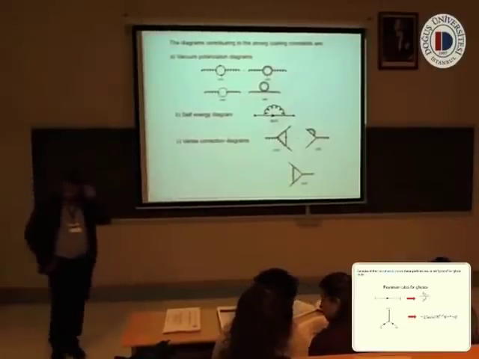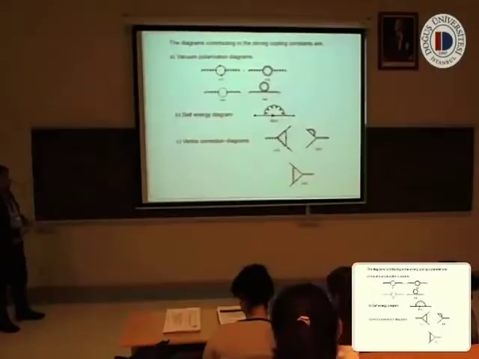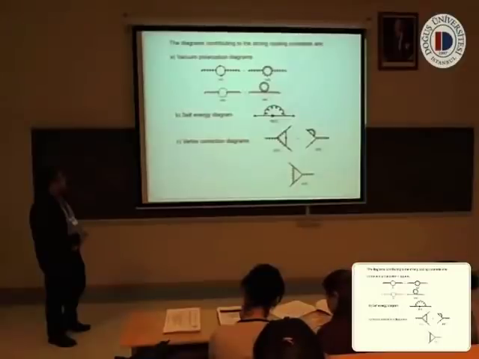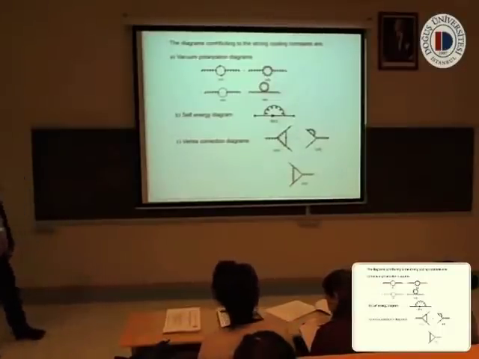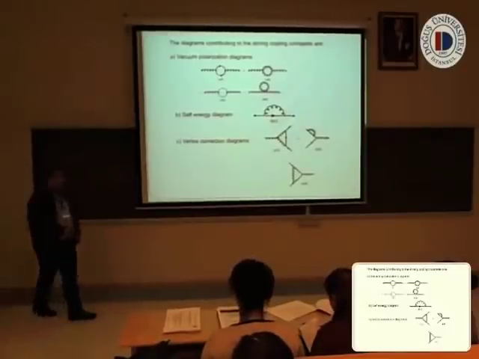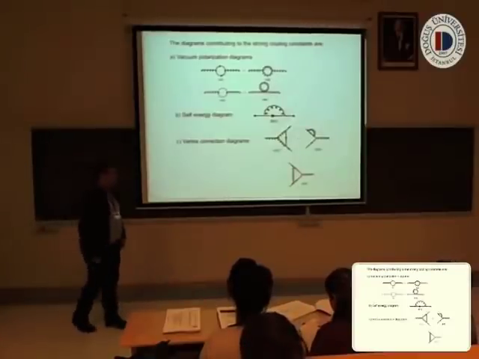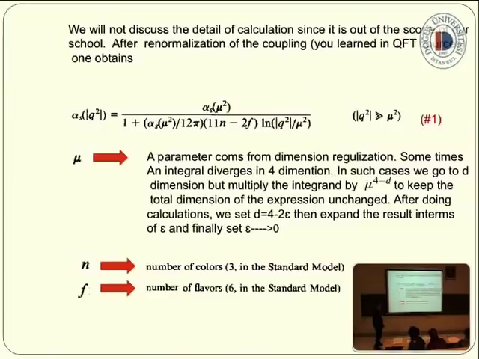So to calculate the strong coupling constant between quarks and gluons, we calculate such diagrams, but the calculation of these diagrams is out of the scope of our school. So I will only show diagrams contributing to the strong coupling constant, with quarks and gluons. Here we have this list of vacuum polarization diagrams: quark loop, gluon loop, another gluon loop, and the ghost particle loop. And the diagram in which the quark emits a gluon and then absorbs it. And we have vertex correction diagrams.